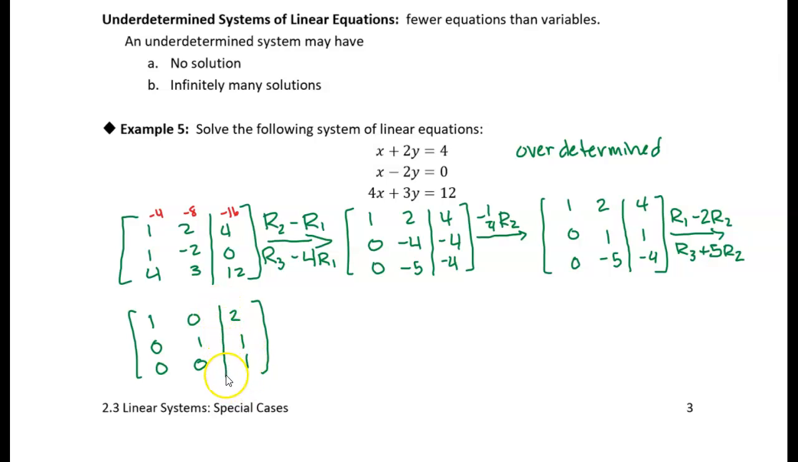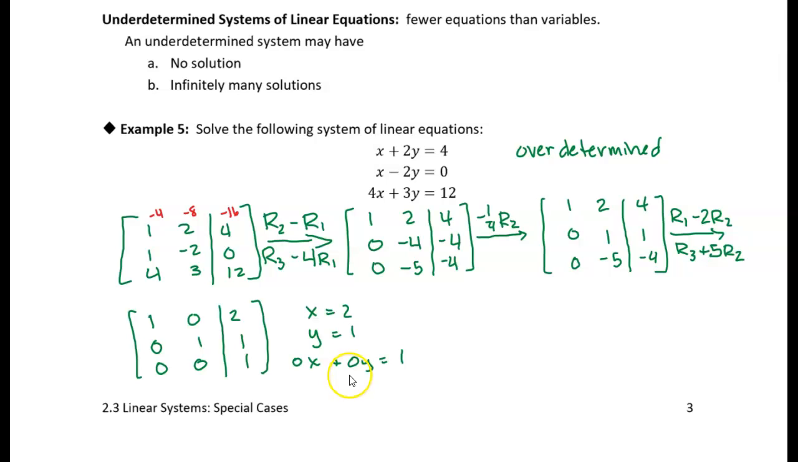All right, so what's this telling us? Let's just look at this. The first row is saying that x is equal to 2. The second row is saying that y is equal to 1. And the last row is saying 0x plus 0y is equal to 1.